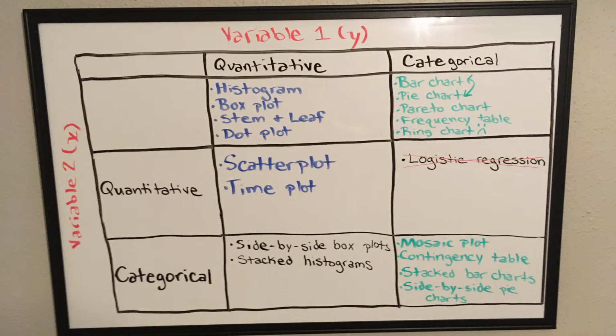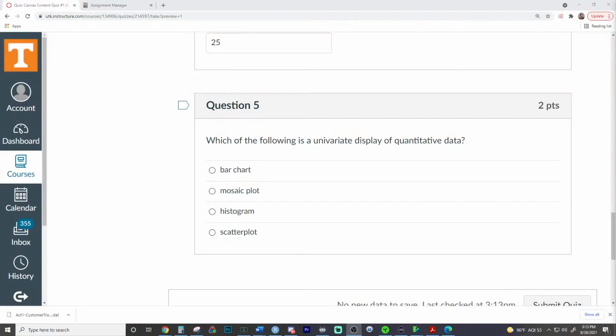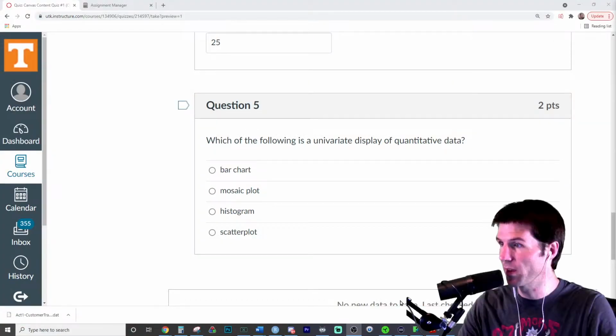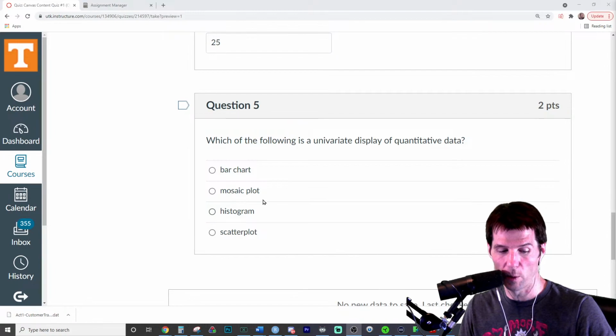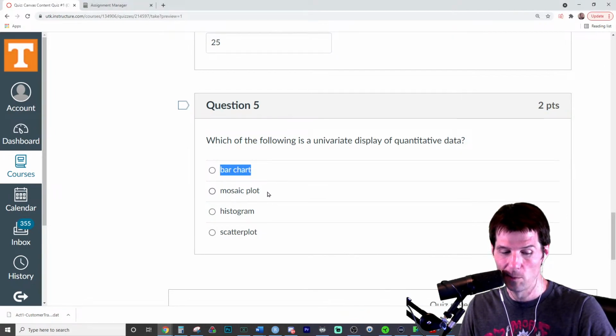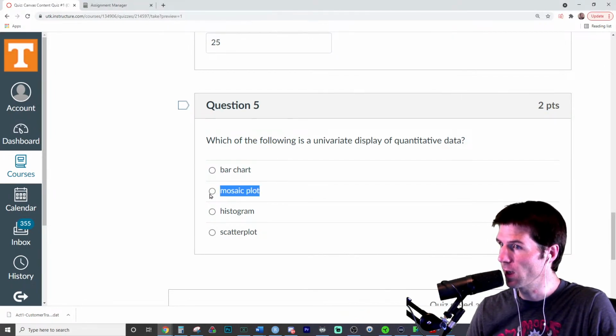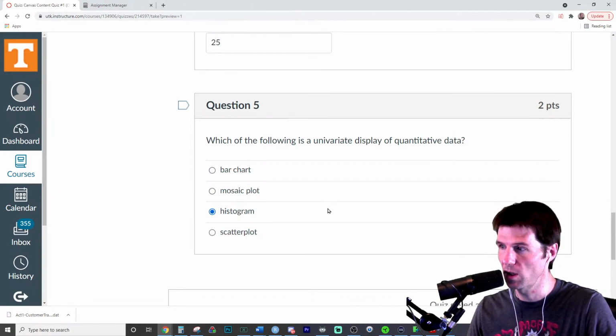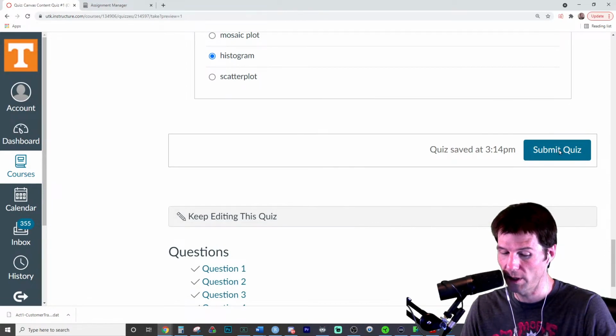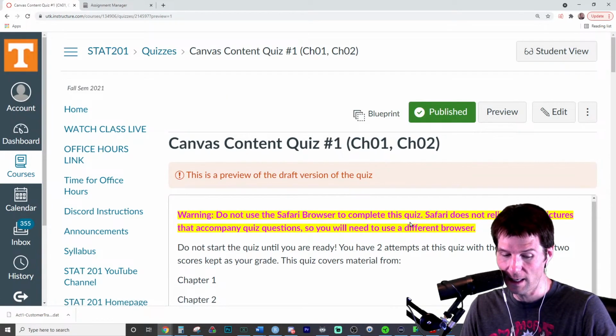Let's go ahead and see which option we have down here for this. So we just need to pick the one that applies. Bar chart is categorical, univariate categorical. Mosaic plot is bivariate categorical. Scatter plot is bivariate quantitative, and histogram is the right option. Could have been box plot, dot plot, all that good stuff. And I think that's got it.